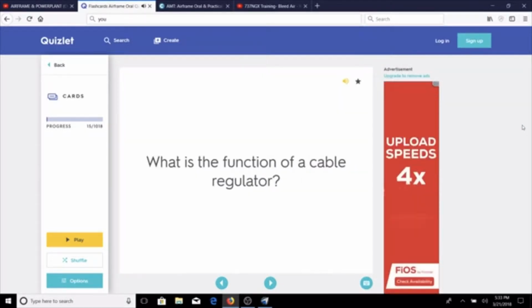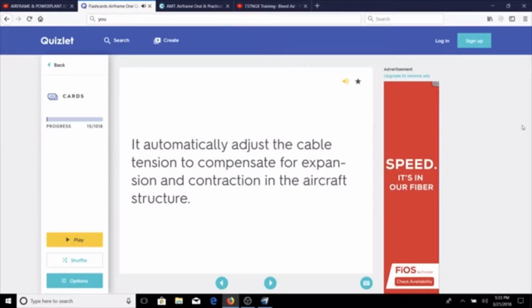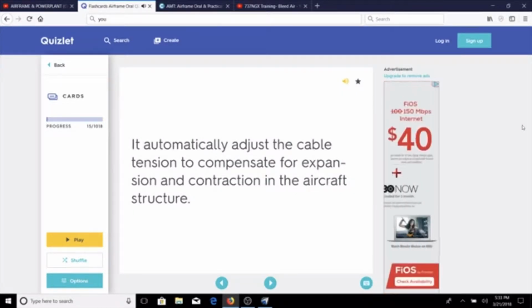What is the function of a cable regulator? It automatically adjusts the cable tension to compensate for expansion and contraction in the aircraft structure.